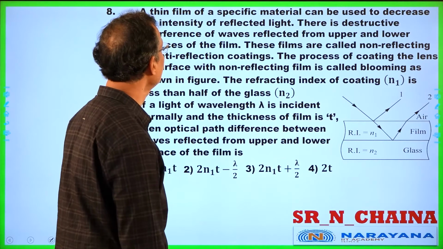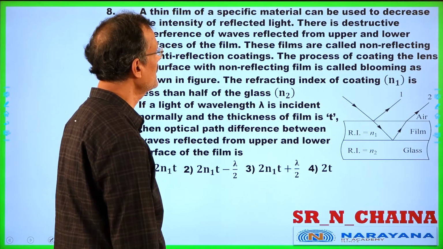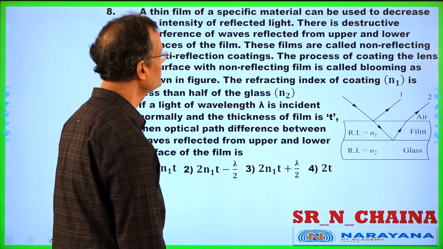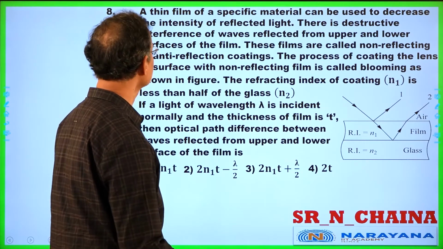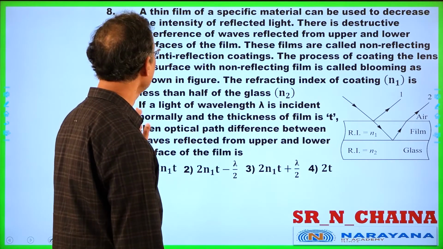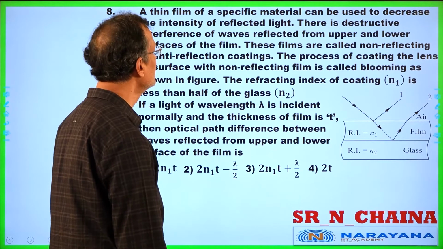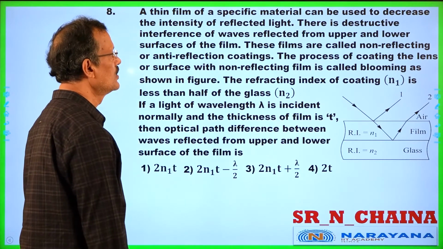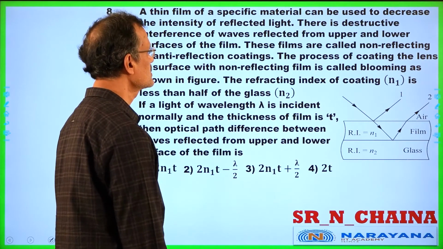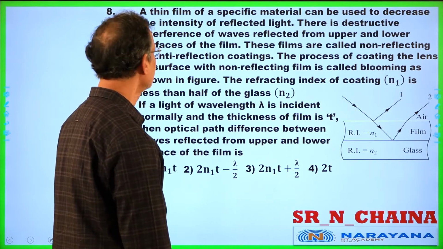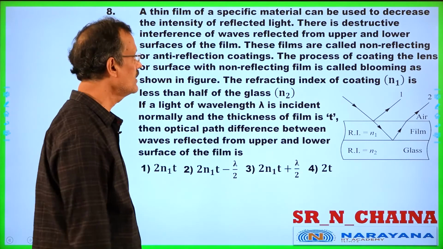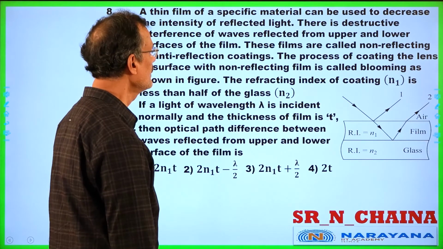A thin film of a specific material can be used to decrease the intensity of reflected light. There is destructive interference of waves reflected from the upper and lower surfaces of the film. These films are called non-reflecting or anti-reflection coatings. The process of coating the lens surface with a non-reflecting film is called blooming, as shown in the figure.